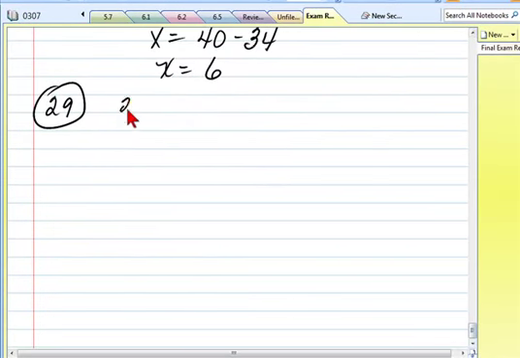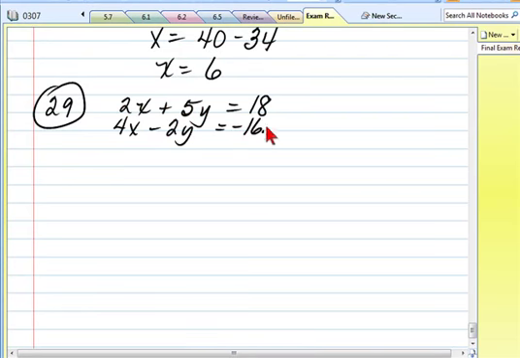I have 2x plus 5y is 18, and I have 4x minus 2y is negative 16.8. Now you have your choice of doing this either by substitution or addition, and it's not ready for either one of them. Because this is a review session, no matter what I might choose on my own, I'm going to do it by addition. If I look at the x's, what's the least common multiple of 2 and 4?